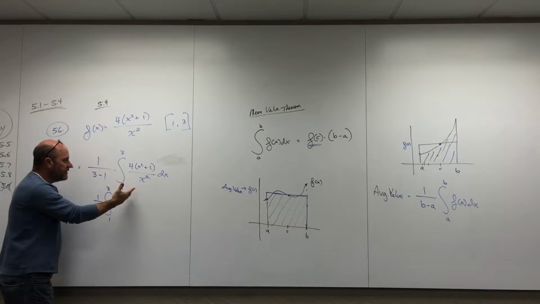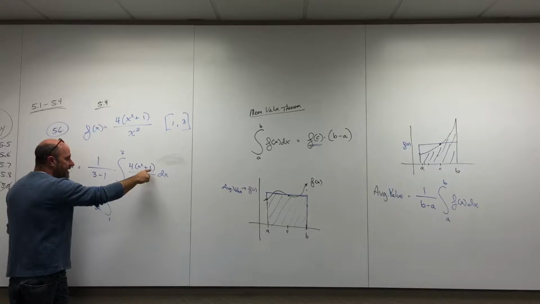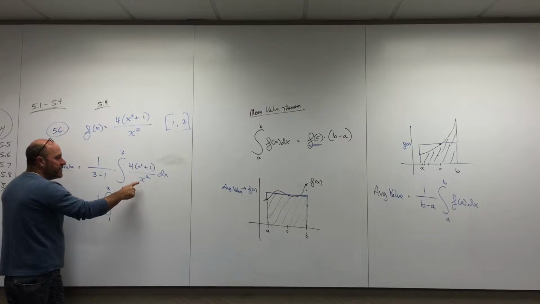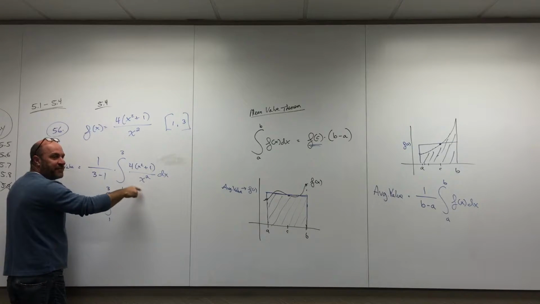Should you distribute? Distribute the 4? Yeah, all right, that's one thought. I still don't get much past that though. Move the x squared up and then multiply it. Split it up. Yeah, split it up.